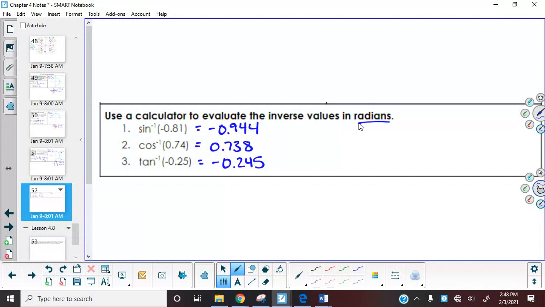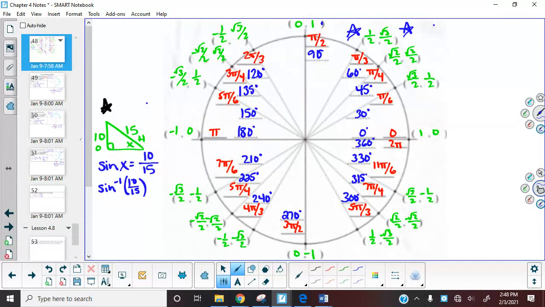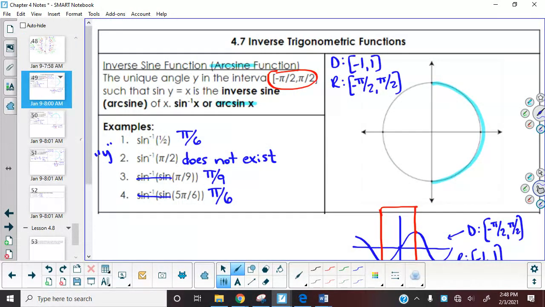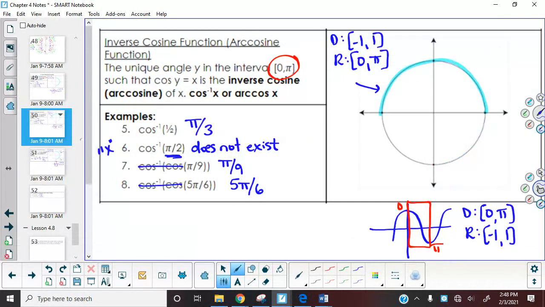So basically you are just looking at your unit circle and pulling out the radians that correlate with those certain points that it's asking you to focus on. The only other thing, be mindful of which quadrants you're narrowed to. For sine, you're in quadrants 1 and 4. Same thing with tangent. The only other one, cosine, you are in quadrants 1 and 2.